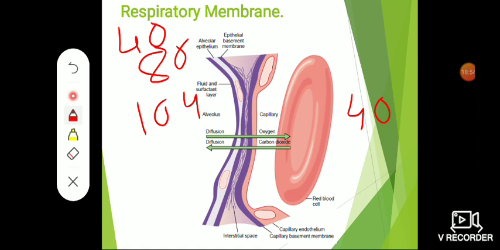So that means if there is a reduced oxygen level in the atmosphere, we will develop hypoxia, oxygen deficiency in the blood. So hypoxia is reduced oxygen carrying capacity of the blood. So if there is reduced oxygen in the atmosphere, obviously blood will carry less oxygen. So this will happen.